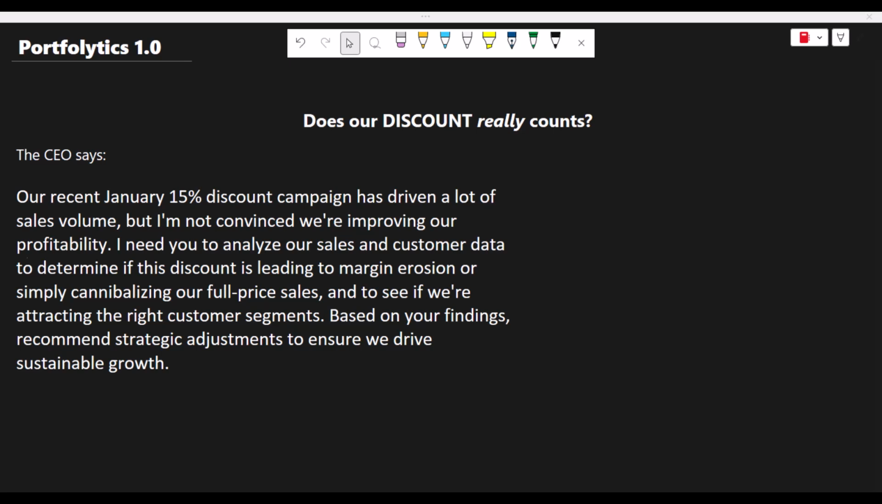I need you to analyze our sales and customer data to determine if this discount is leading to margin erosion or simply cannibalizing our full price sales, and to see if we're attracting the right customer segment. Based on your findings, recommend strategic adjustments to ensure we drive sustainable growth. Here is a word from the CEO.